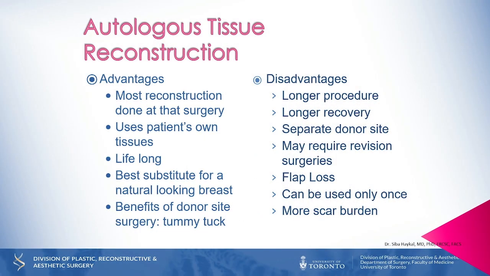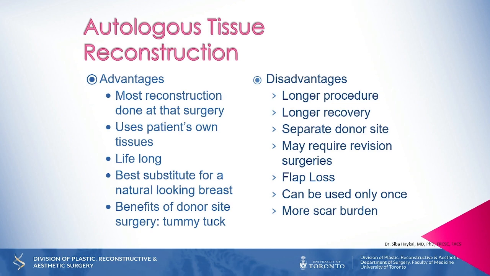So autologous reconstruction has the advantage that most of the reconstruction can be done at the same time as the surgery. We're using your own tissues. It's lifelong. It's the best substitute for a natural-looking breast. And some of the benefits, especially from the DIEP, is a tummy tuck.